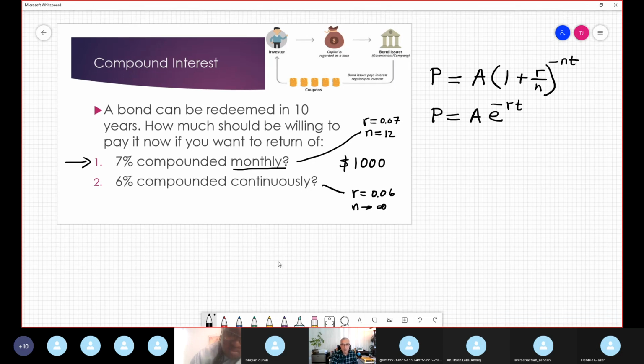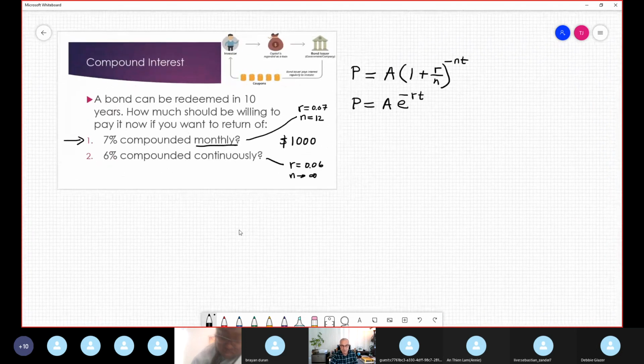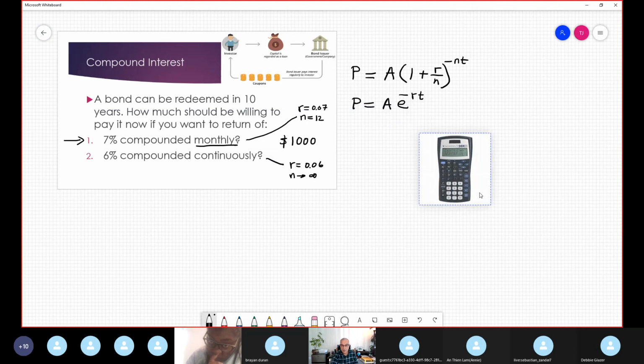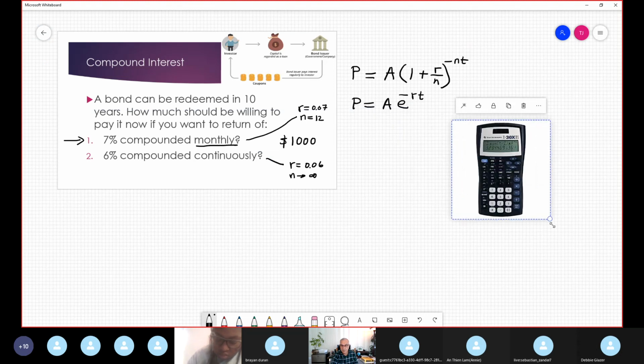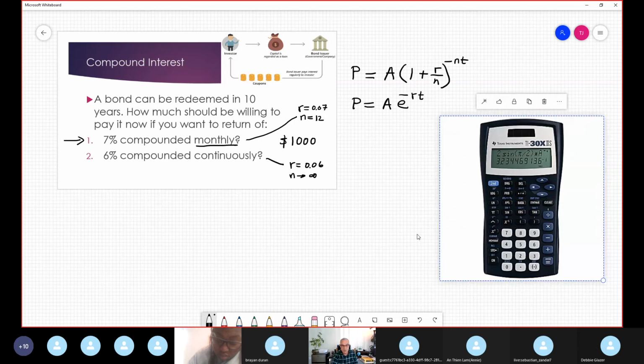I'm plugging in. Be careful, we're using the calculator again. I'll indicate specifically the sequence of keys you need to press. Therefore I bring my calculator one more time. Calculator here. Let's do the first.